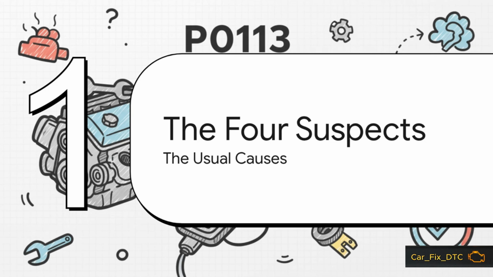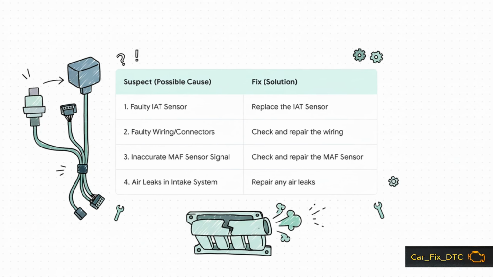All right, detective, we understand the code. Now it's time to investigate the scene of the crime. When it comes to a P0113 code, we've got 4 usual suspects. Let's line them up and see what they have to say for themselves. And here they are, our lineup. We're looking at 4 main possibilities. It could be the IAT sensor itself, some faulty wiring, a weird signal from another sensor called the MAF sensor, or get this, even a simple air leak.